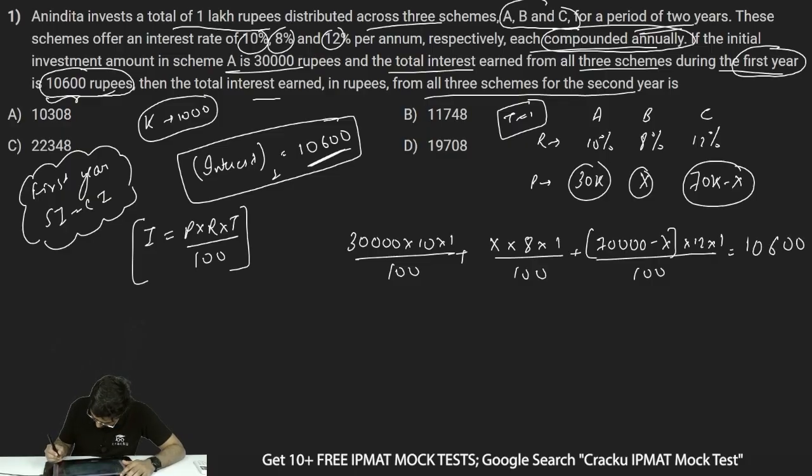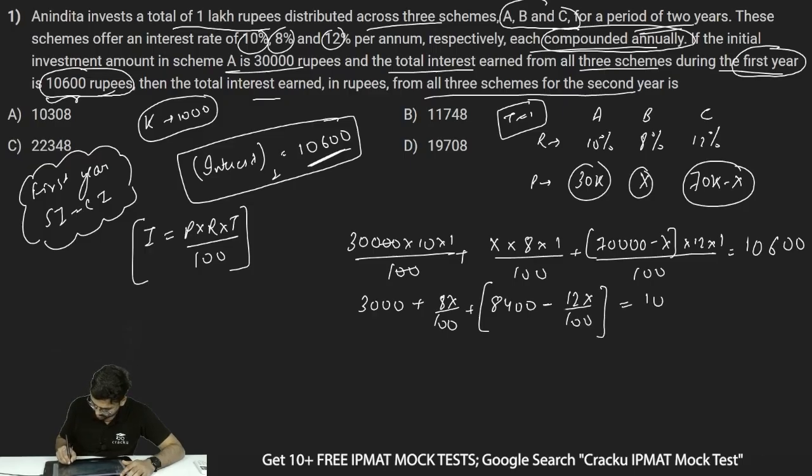Now, if I say these 0s get cancelled, so this will be equal to 3,000 plus 8x by 100 plus 70,000 into 12 divided by 100, which is 8,400 minus 12x by 100. So this is equal to 10,600.